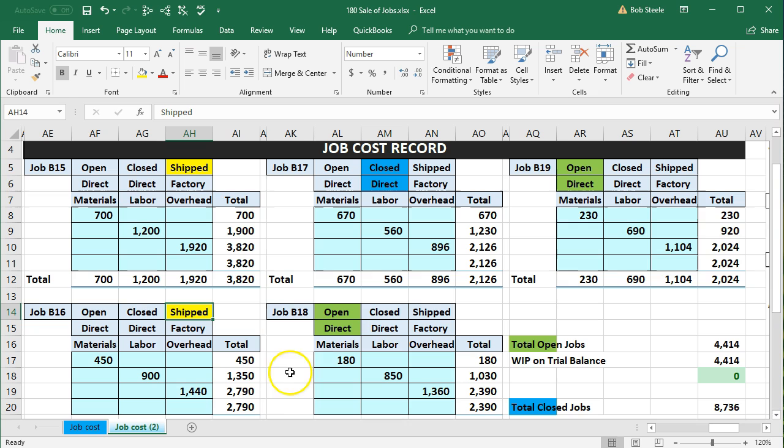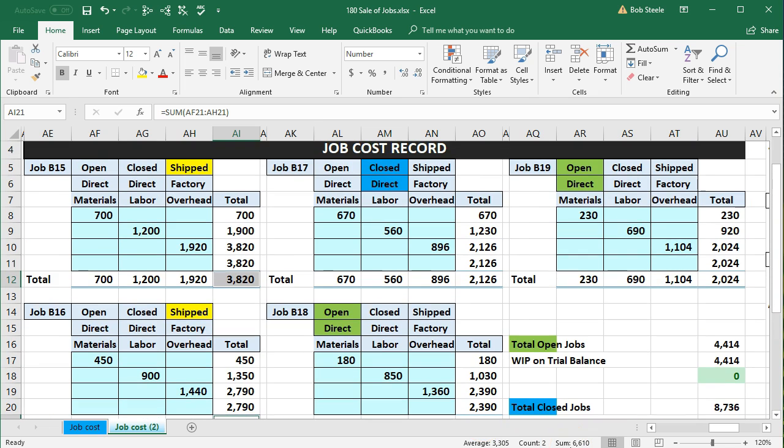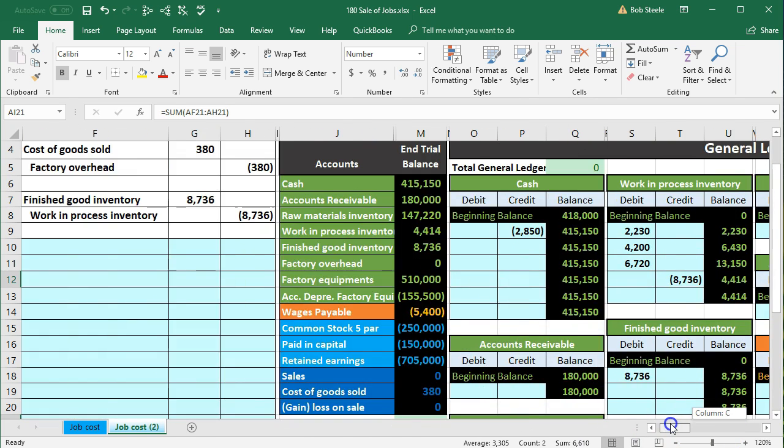So we're saying that these two then are the ones that are being sold, job 15 and 16. Here's the total for them. So I'm going to say this one, holding down control, and this one add up to 6,610. So from a journal entry standpoint, we need to take 6,610 out of finished goods and record it into cost of goods sold. So that's what we're going to do. Now I'm going to scroll all the way back to the left.